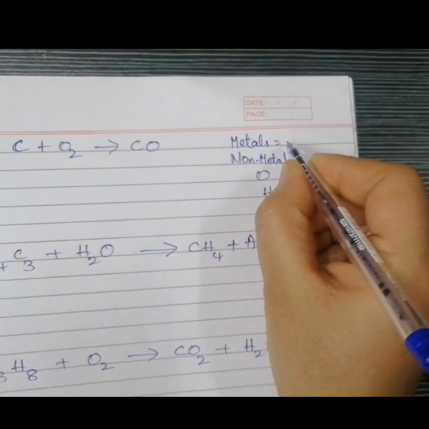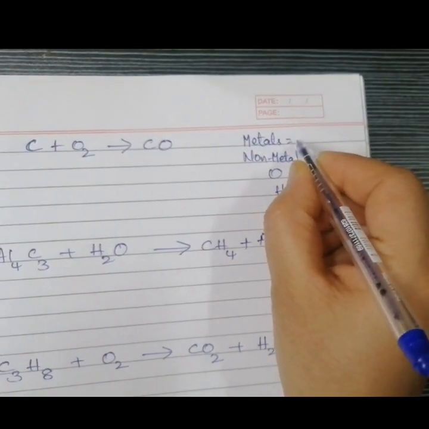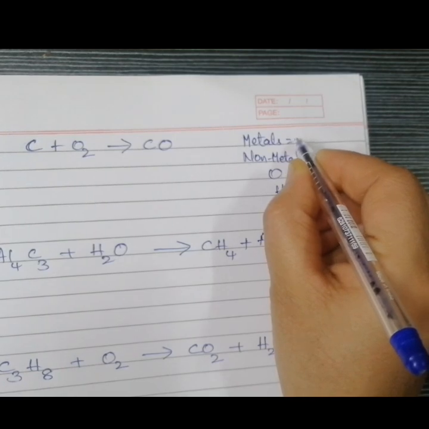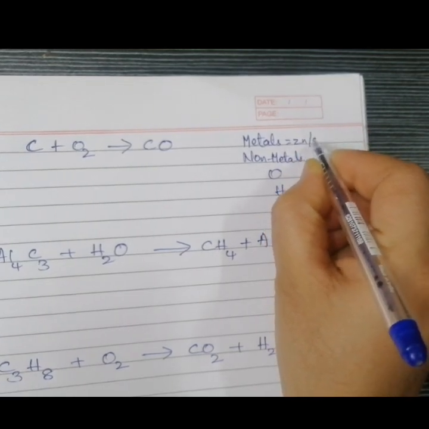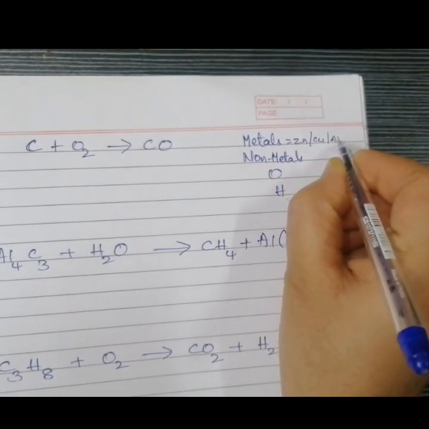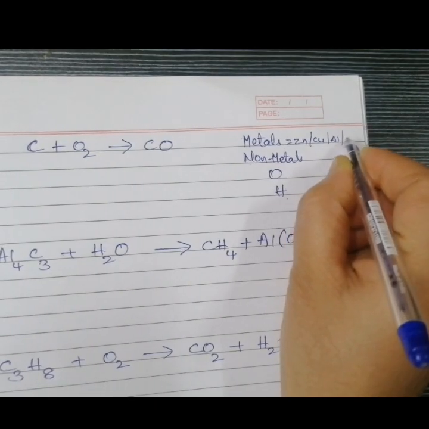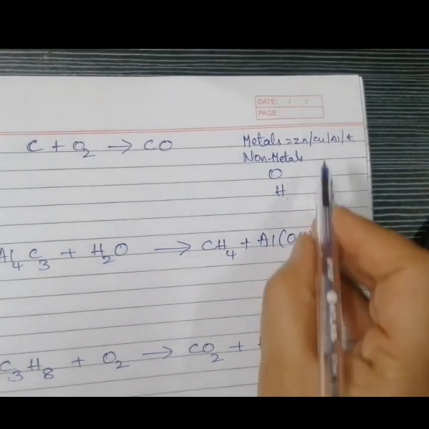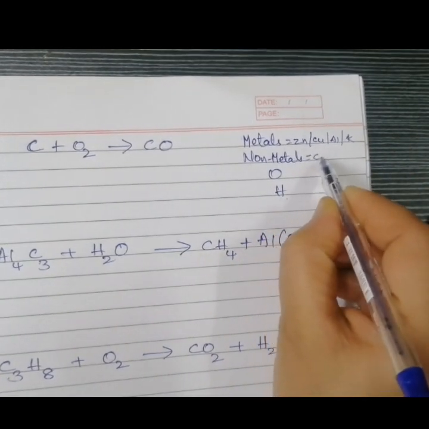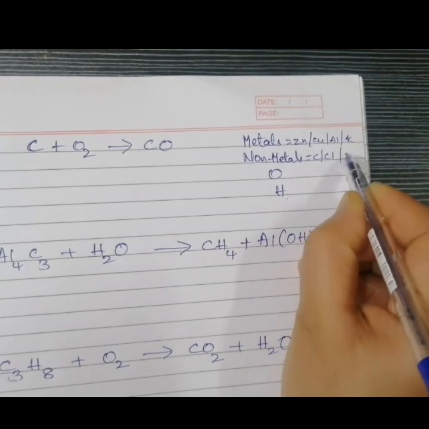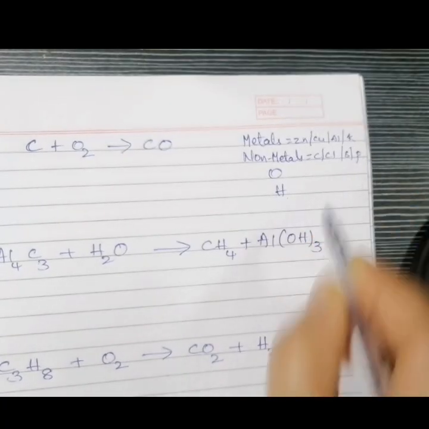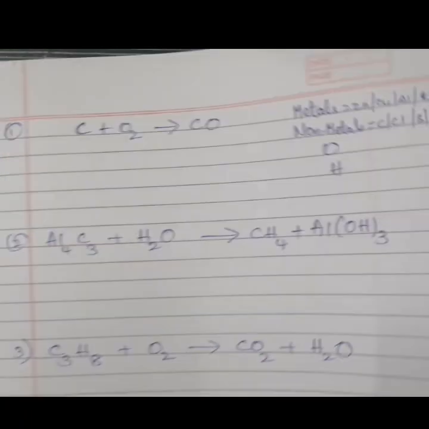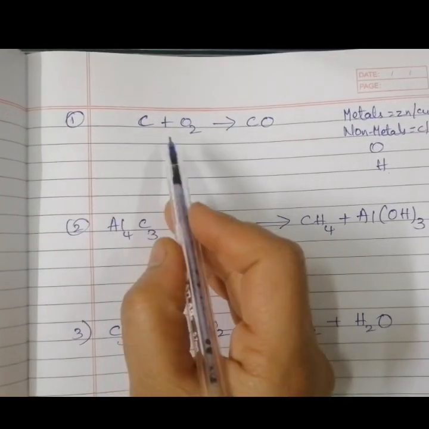I think you all know what metals are. Metals are zinc, copper, aluminium, manganese, sodium, potassium. These are all metals. Non-metals are carbon, chlorine, sulfur, phosphorus. These are all non-metals. Now we'll try to balance this equation.